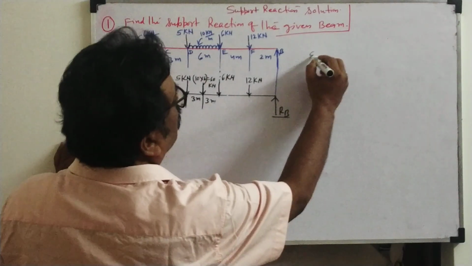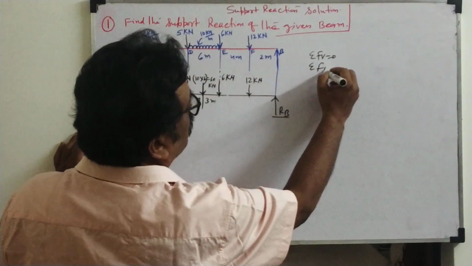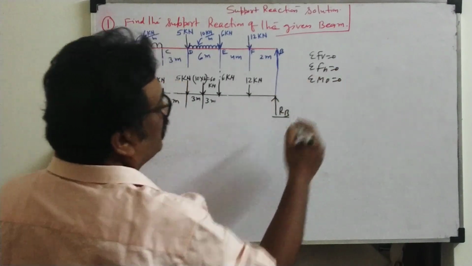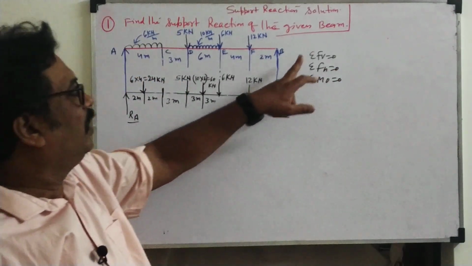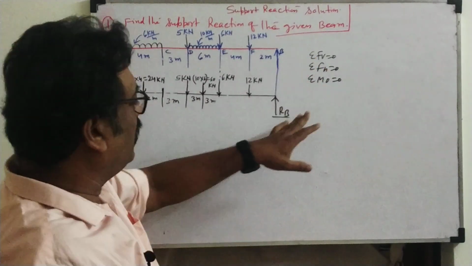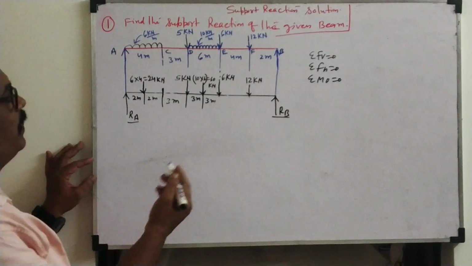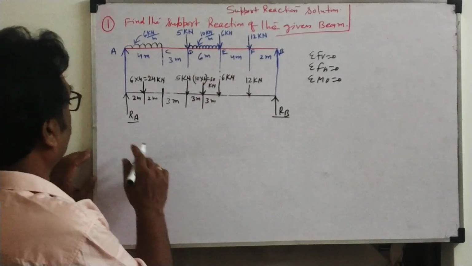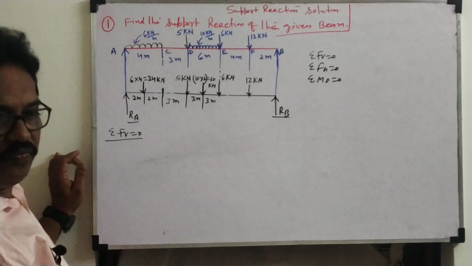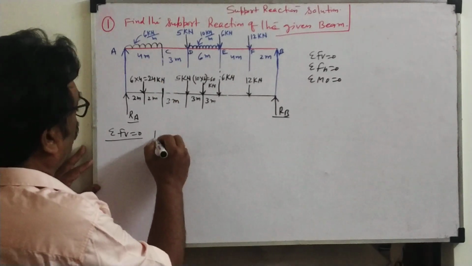We know the equilibrium equations: sigma Fv equal to 0, sigma H equal to 0, and the total moment about any point equal to 0. Support reactions are only 2, so the support reactions come under the equilibrium equations. That is called a statically determinate beam. So we'll solve now. We'll take sigma Fv equal to 0, the summation of total vertical force equal to 0. What is the concept I discussed before?